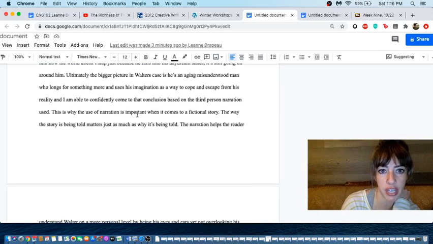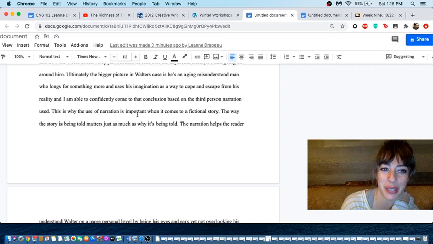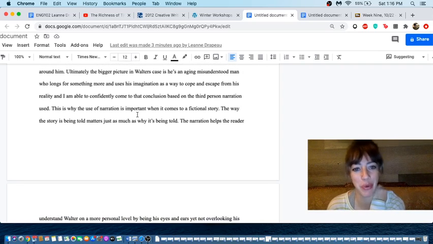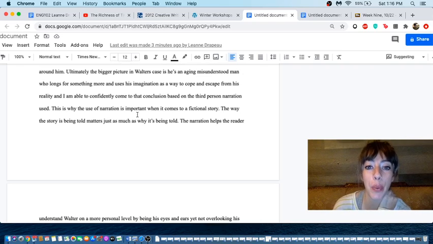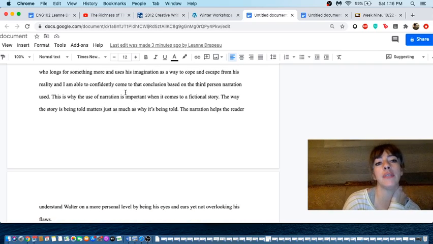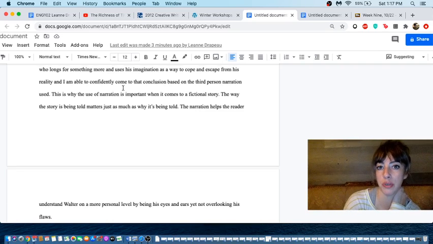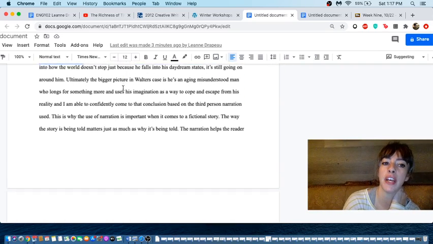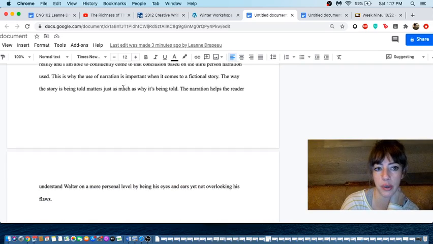Ultimately, the bigger picture in Walter's case is that he's an aging, misunderstood man who longs for something more and uses his imagination as a way to cope and escape from his reality. And I'm able to confidently come to the conclusion based on the third person narration used. Again, I'd like to see some evidence of this, maybe even this point pulled out into a new paragraph. It fits in this paragraph, but we could go further into that point. We could go into more depth.